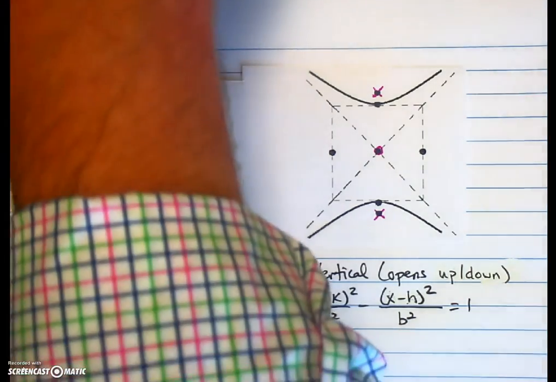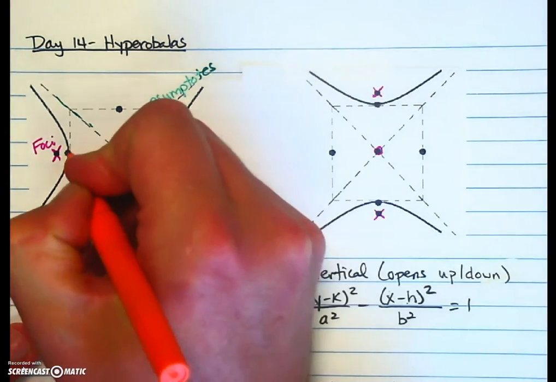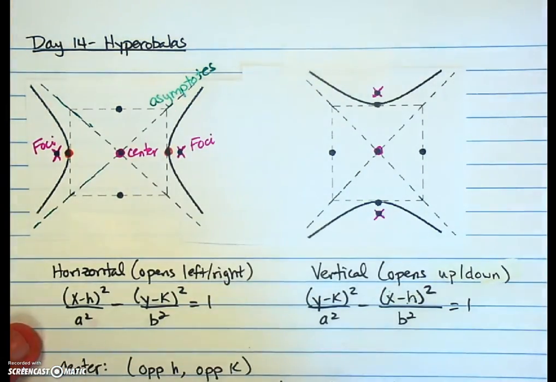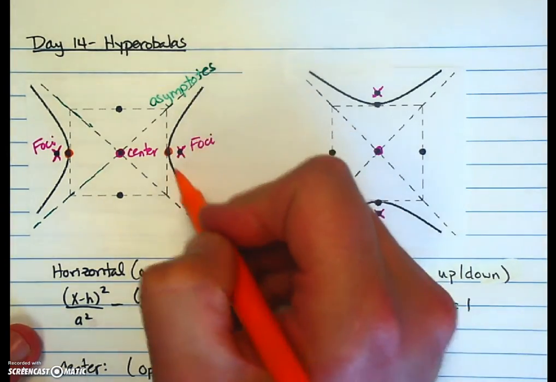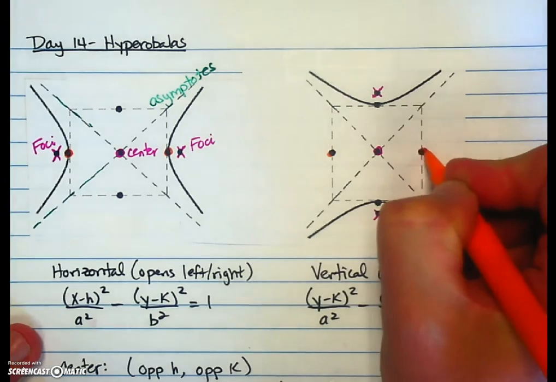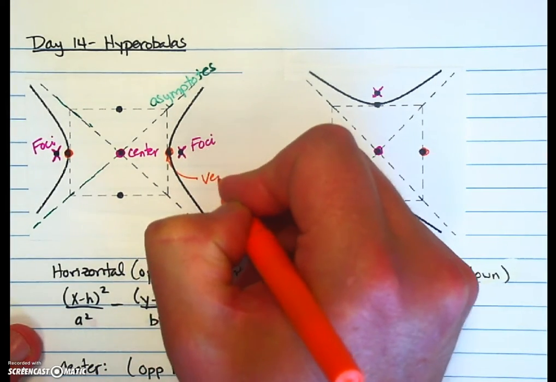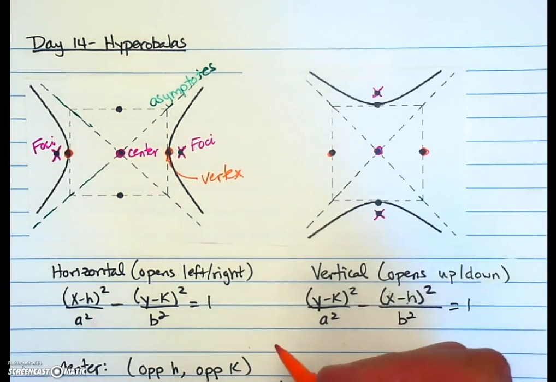Okay, we still have vertex points, vertices. That's here and here. Notice they're like the vertex of a parabola a little bit. So you've got your vertex points on both sides here. So I'm going to label that. That's a vertex point.